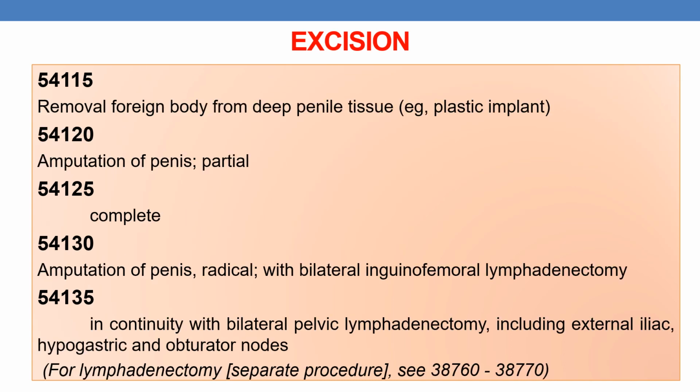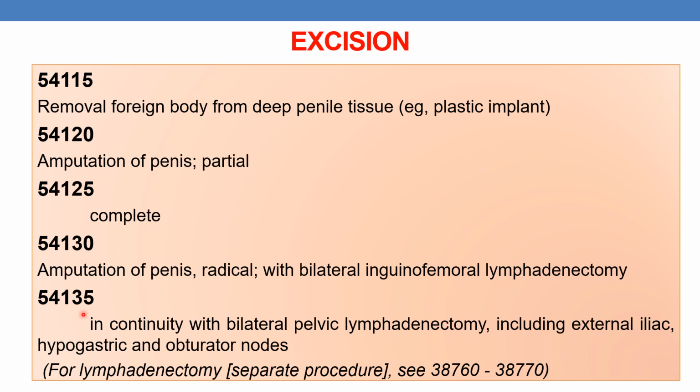The next CPT is 54115, removal of foreign body from deep penile tissue, example, plastic implant. The next is 54120, amputation of penis partial. And for complete, the CPT is 54125. The next is 54130, amputation of penis radical with bilateral inguinofemoral lymphadenectomy.